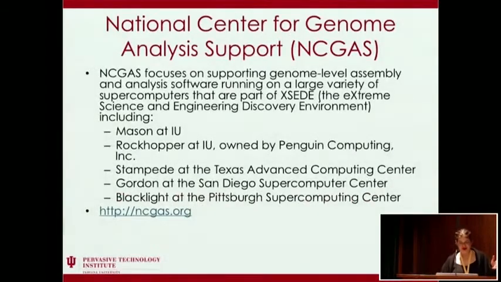So the National Center for Genome Analysis Support, or NCGAS, is one of our major partners. They're here at IU. It's a 5-year NSF grant to provide cyberinfrastructure resources and support to genomics researchers. So they are doing a lot of important science. Their laundry list of computers that they work on is here. These are all huge systems. Their website, ncgas.org, will have more information.